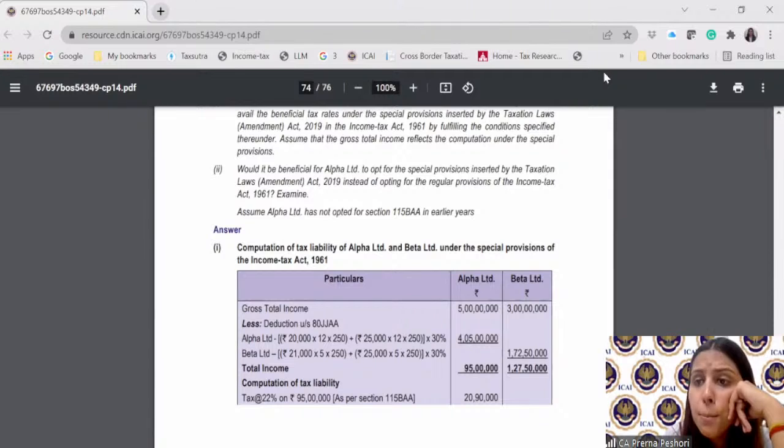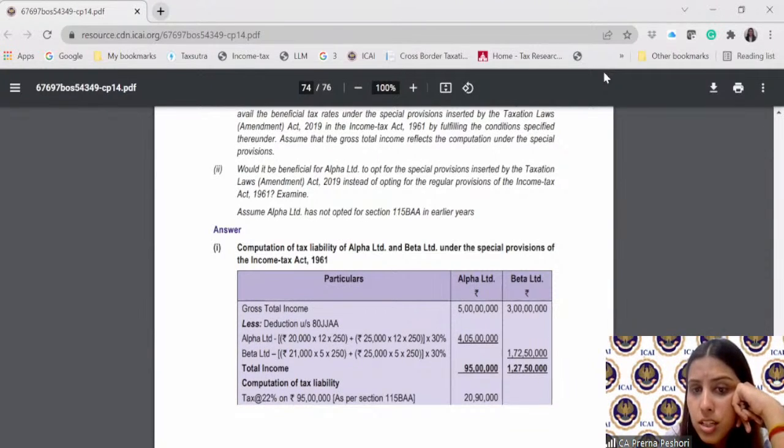Whether it can also go for 115BAB, since it is into manufacturing, for 15% tax rate, the answer is no. Why? Because only new companies can go for 115BAB. For 115BAB, the company should have been incorporated after 1st October 2019. Here, Alpha has been incorporated before 1st October 2019, so it is not a new company after 1/10/19. Therefore, it is an existing company and it can go for 115BAA, and it is not eligible for 115BAB. So we will have 22% tax rate for Alpha plus the surcharge of 10% and the HSC for 4%.